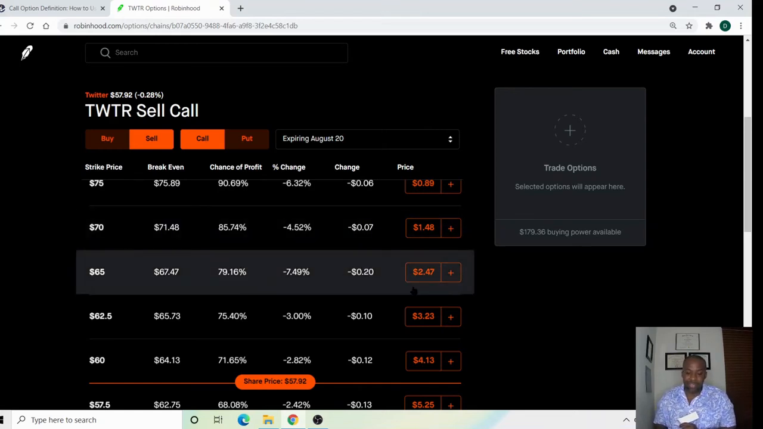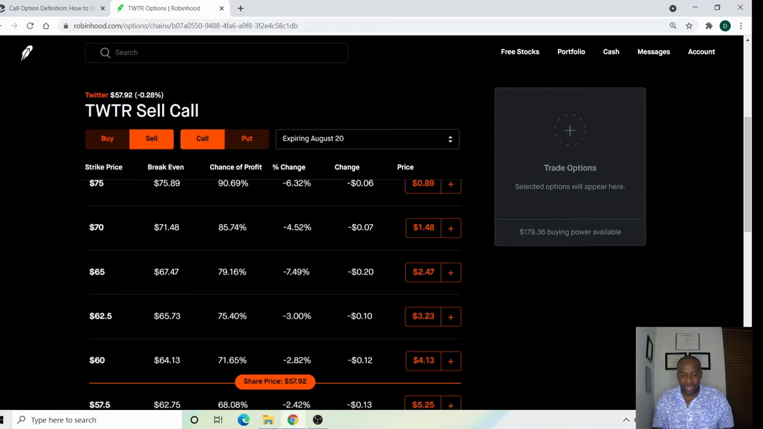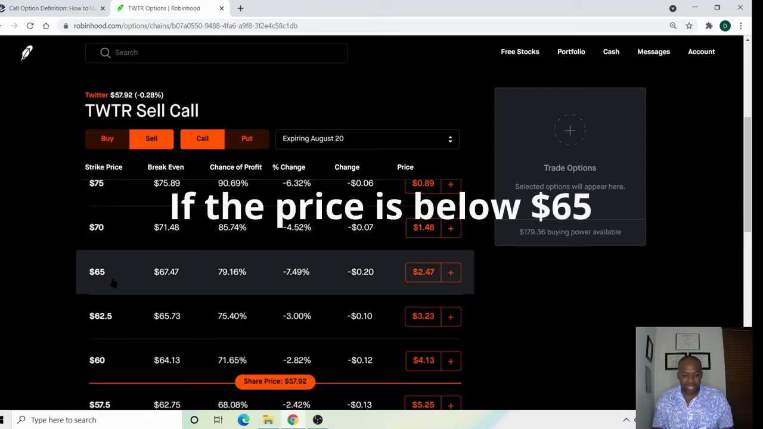So instead of you paying $247, if you own 100 shares of Twitter, you can actually sell the $65 strike. If you don't believe it's going to get to $65, you can actually sell it. Or if you don't care, if you sell your actual shares for $65, sell it, collect the $247, and on August 20th, if the strike price is 65 or below, you keep that $247.